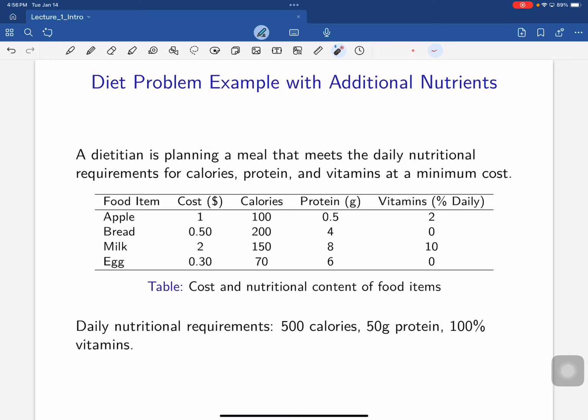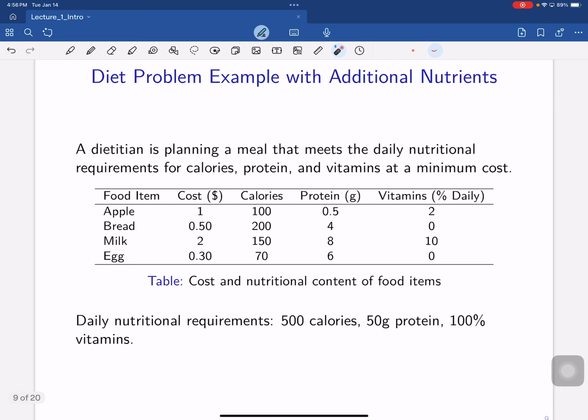And we have the cost per item for each of these food items. And for each food item, you know their calorie, protein, and vitamin value. For example, as you can imagine, bread provides more calories than apple, right? And then maybe milk and apple provide more vitamin and so forth.